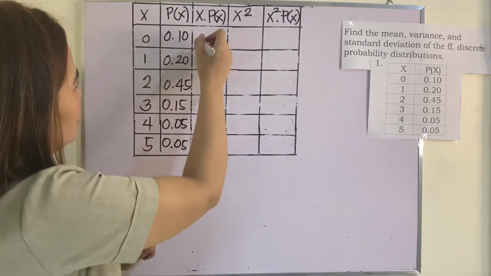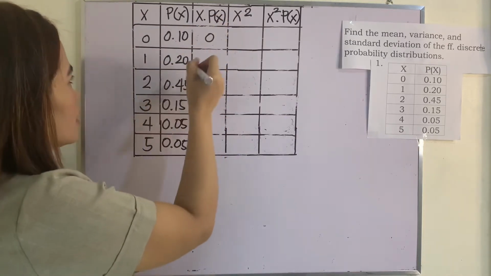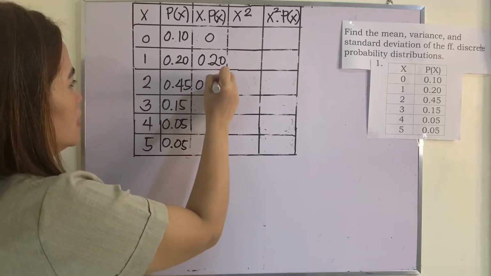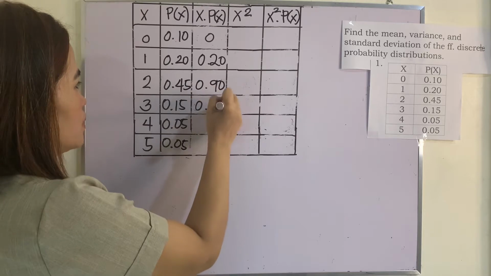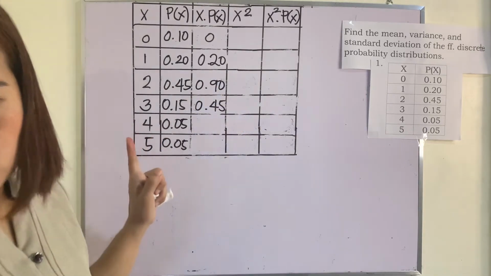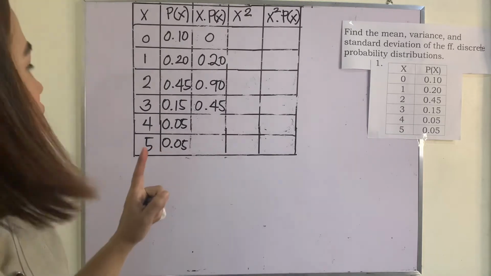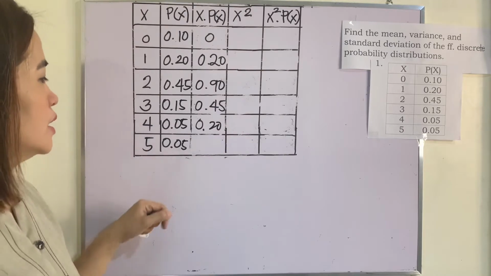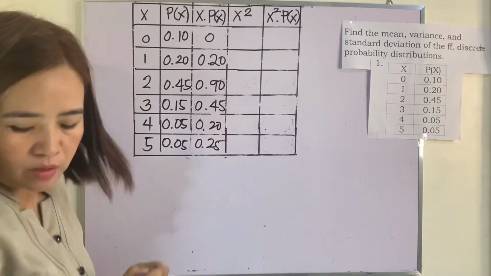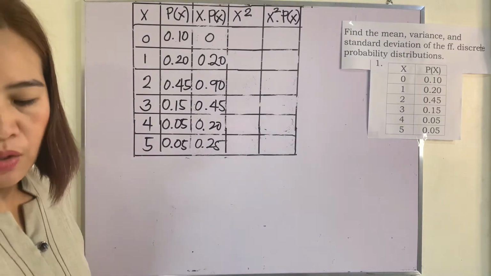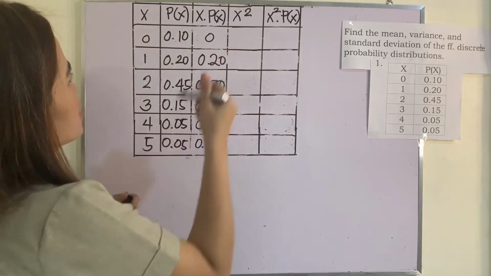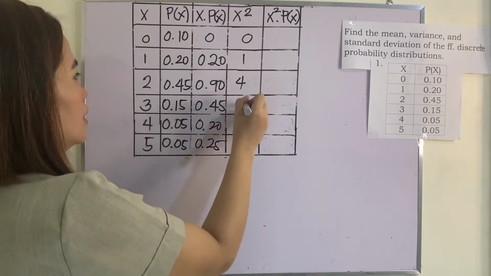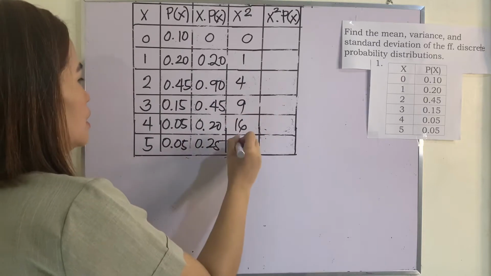So let us multiply. It's 0. This one is 0.20. This one is 0.90. This one is 0.45. 4 times 0.05, what is 4 times 0.05? That is 0.20. And this one is, of course, 0.25. Okay. So, what about x squared? X squared is 0, 1, 4, 9, 16, and then 25.